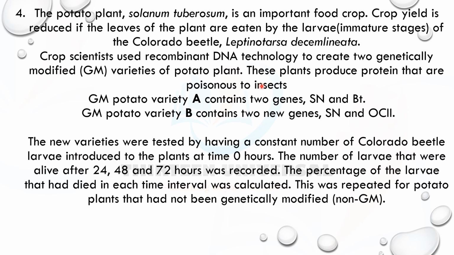Okay, now next paragraph. These are bulky background information, but it's okay, just read it and try to remember it, understand it. So the new varieties were tested by having a constant number of Colorado beetle larvae introduced to plants at time 0 hours. The number of larvae that were alive after 24, 48, and 72 hours was recorded. The percentage of the larvae that had died in each time interval was calculated. This was repeated for potato plants that had not been genetically modified, non-GM.